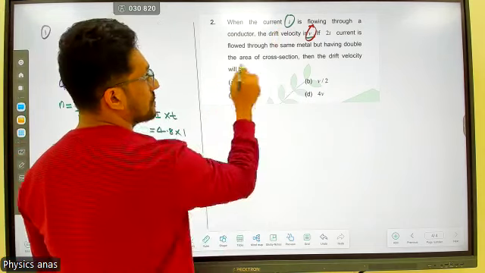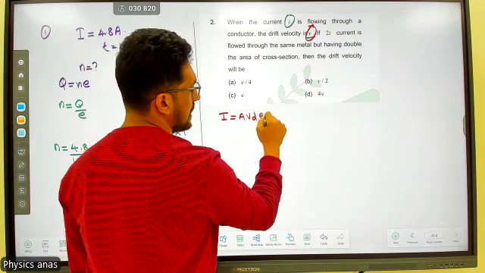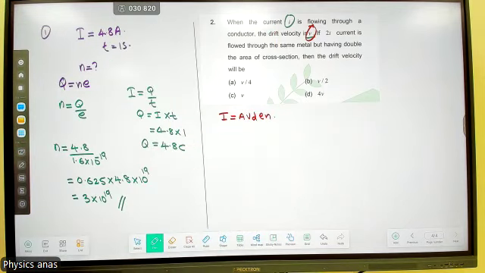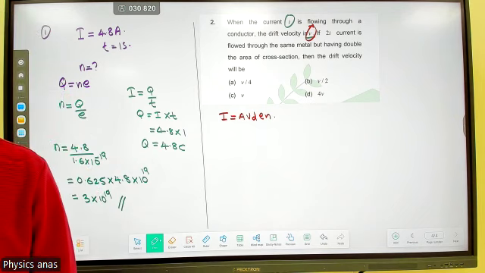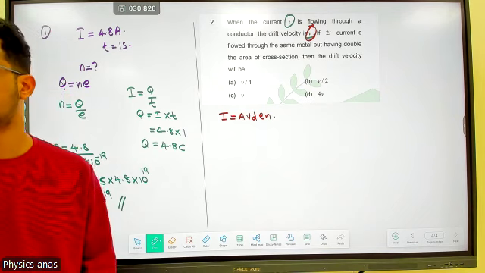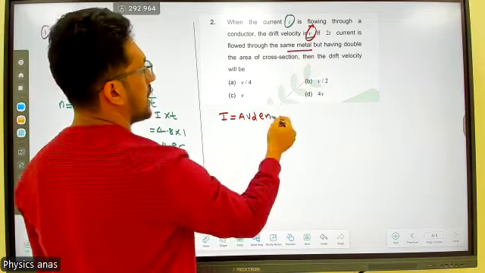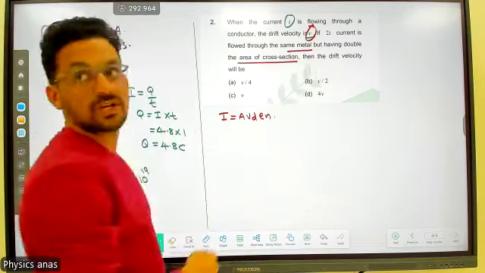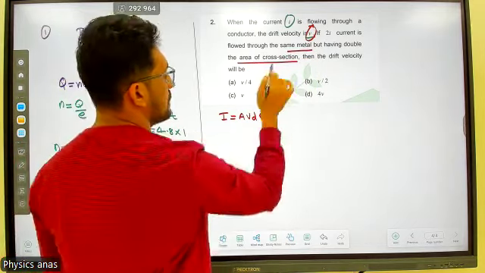Current I is flowing through a conductor. I is equal to what? I is equal to A v_d e n. Clear? So what is the relation between current and drift velocity? That's the main point. Same metal, but having double the area of cross section. Then the drift velocity will be?